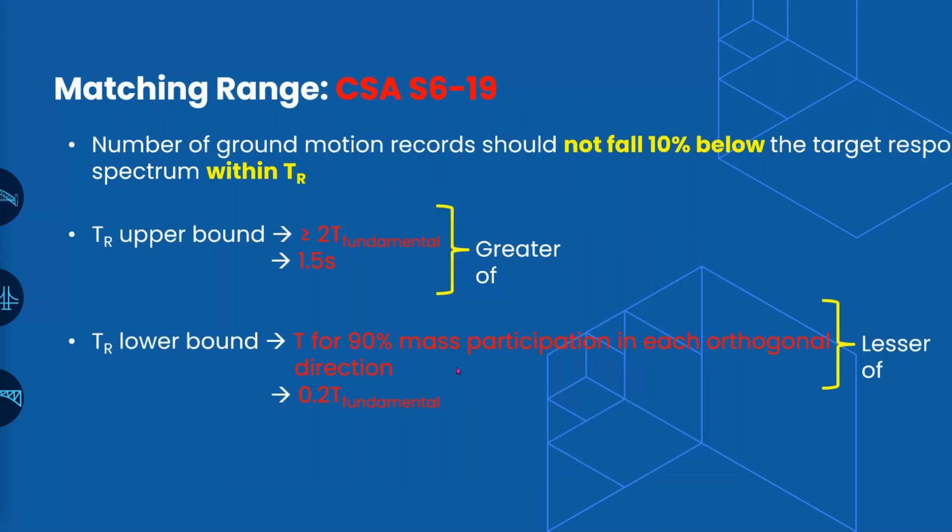Next, the number of ground motion records, as we discussed, shall not fall below 10%, where the range considered for this is TR, for which the upper bound is basically the greater of 2 times the fundamental time period and 1.6 seconds. So the greater of this is to be considered as the upper bound. The lower bound is basically the period at which 90% of the mass participation is occurring in each orthogonal direction, and 0.2 times the fundamental time period. And the lesser of this is considered as our lower bound. So this is the matching range that we need to consider.